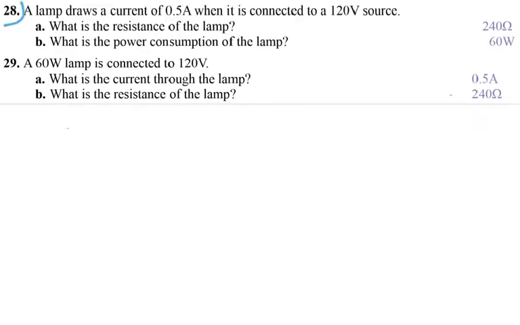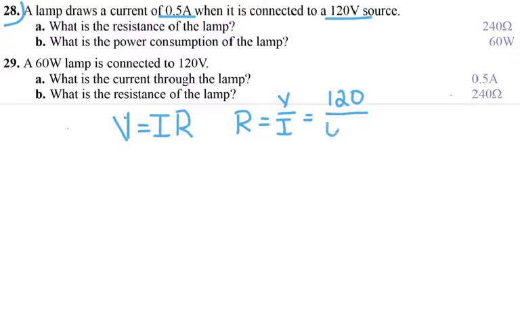So here is number 28, a slightly different type of question. They're pretty easy to solve when they ask about the power. So they give you that the lamp draws a current of 0.5 amps and is connected to a 120 volt source. So calculate the resistance. I'm going to use V equals IR, Ohm's law. Then to find the resistance, that is going to be V over I. V is 120 and I is 0.5. So that gives me 240 ohm.